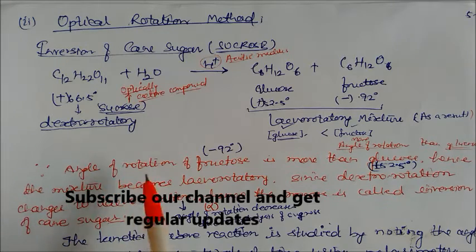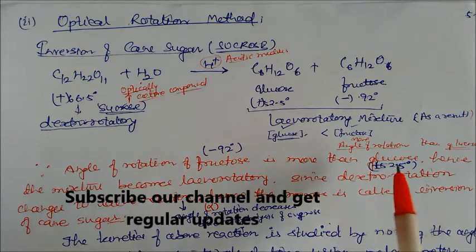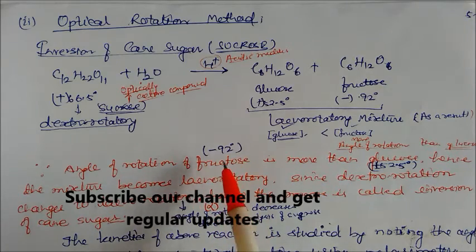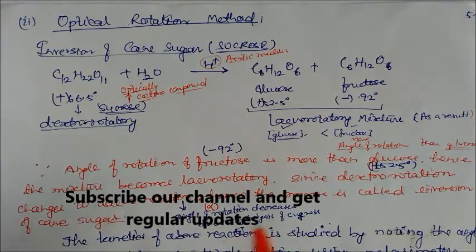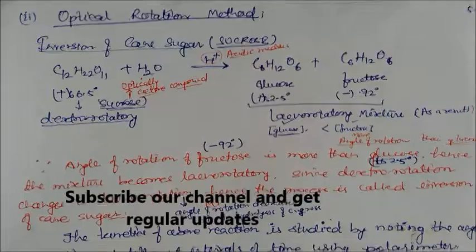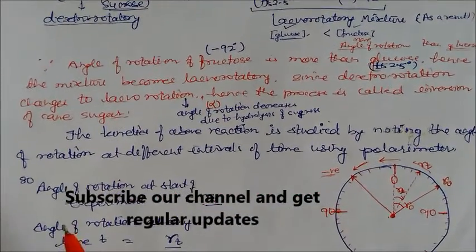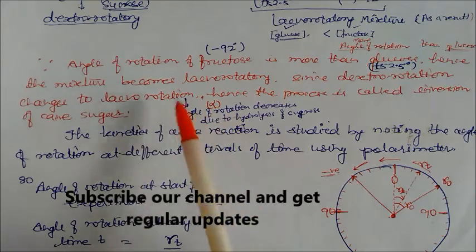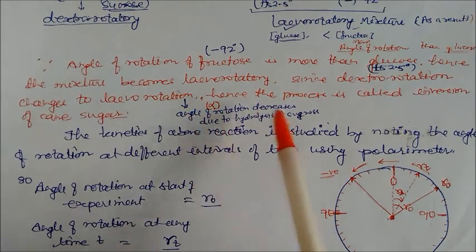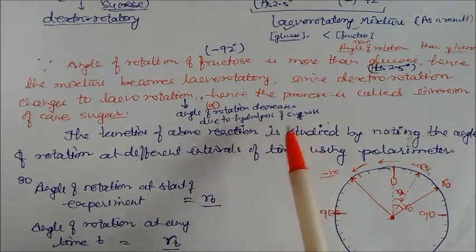Since the angle of rotation of the fructose is more than that of glucose, the mixture becomes levorotatory. Why? Because you can see it is minus 92 and this is 52.5. Since dextrorotation changes to levorotation, this is called the inversion of cane sugar. So the angle of rotation decreases due to the hydrolysis of sucrose.